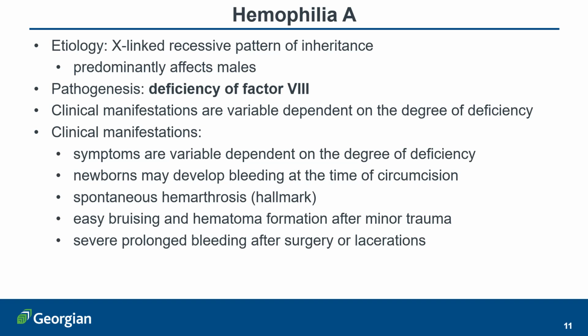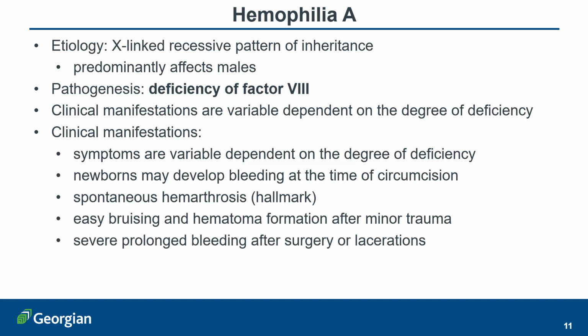The anticipated clinical manifestations are that, yes, bleeding will develop, and that might be present at the time of the delivery itself or shortly thereafter when there is excessive bleeding from circumcision, for example, in newborn boys. But the hallmark clinical manifestation of hemophilia A is spontaneous hemarthrosis, or bleeding into the joint.